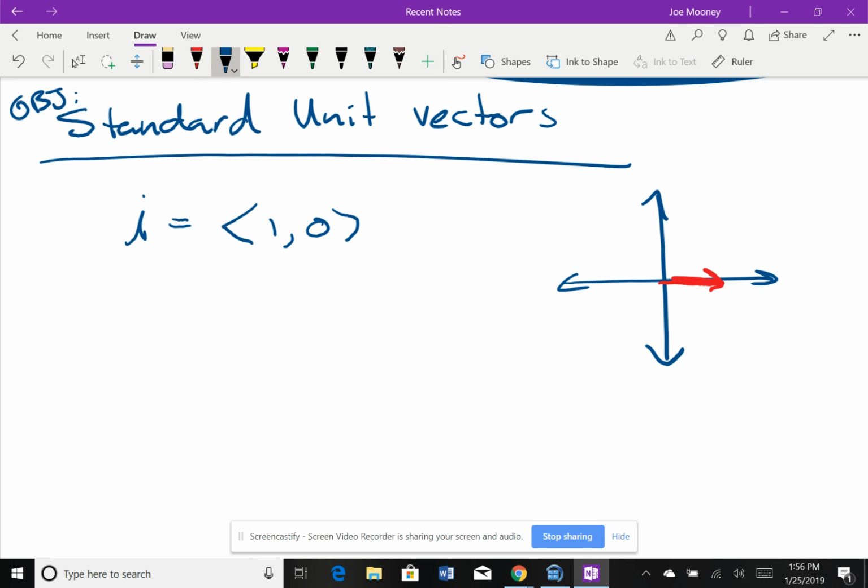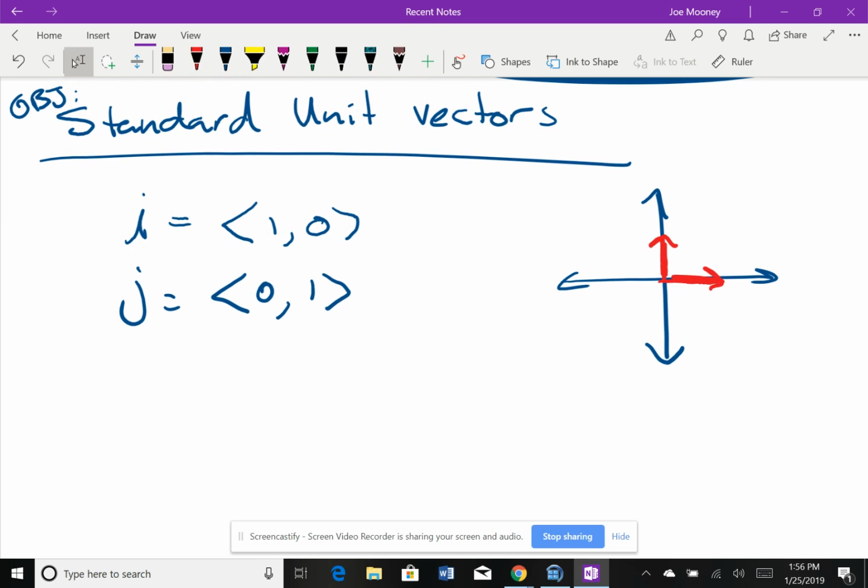Here is the unit vector j. j happens to be 0 units right and 1 unit up. So it looks like that. As we practice more and work through it more, it's a way of setting up that allows me to write vectors as a linear combination.